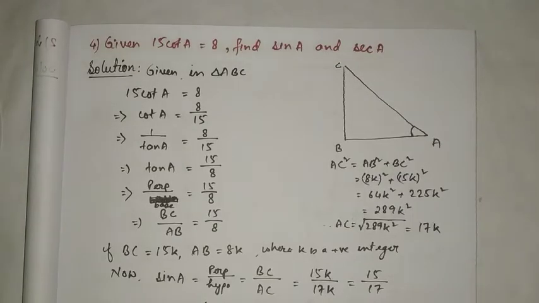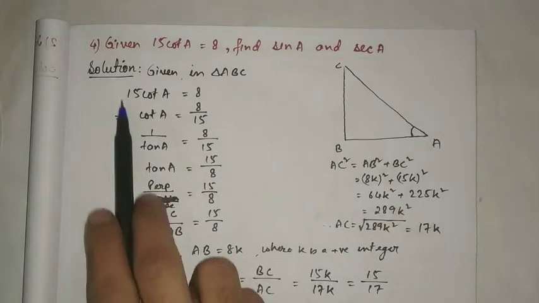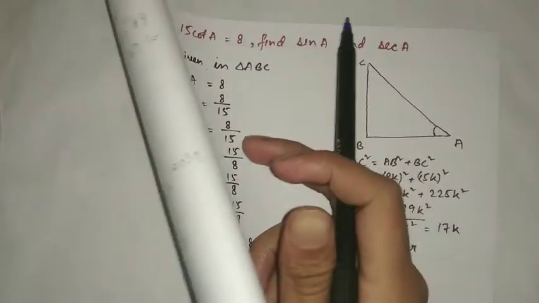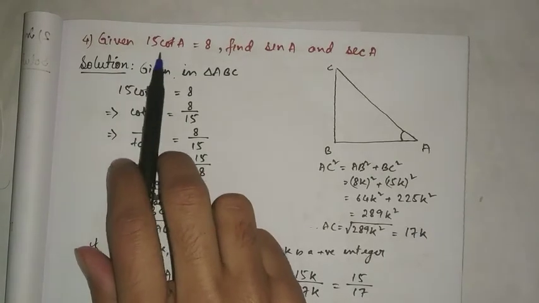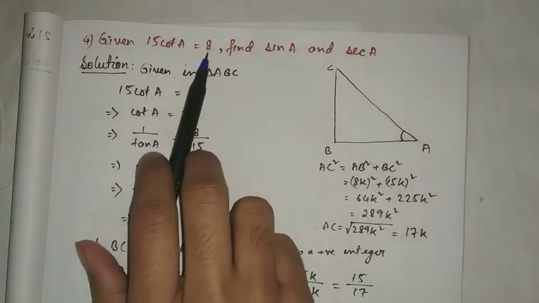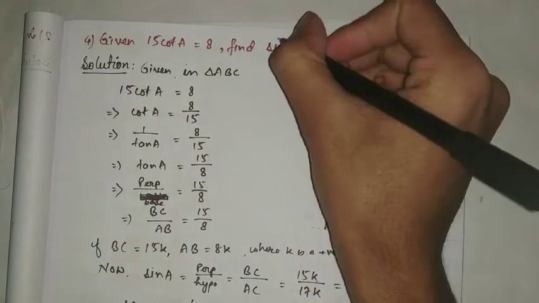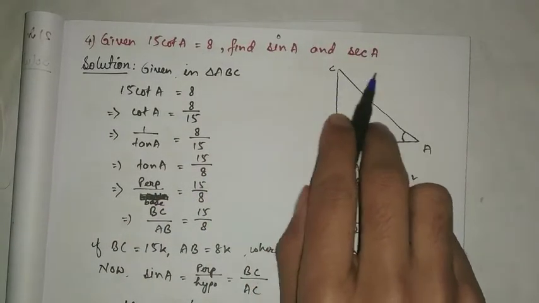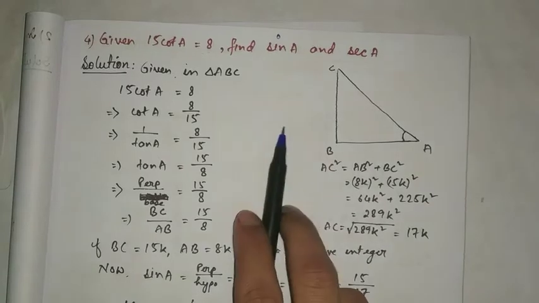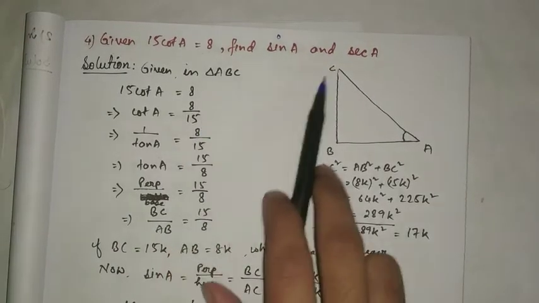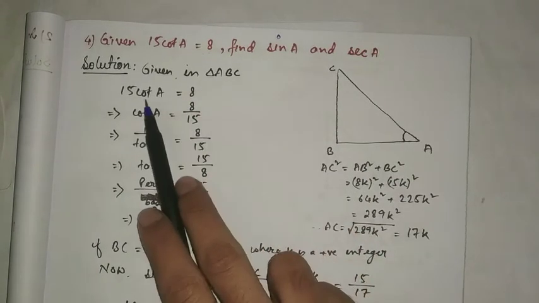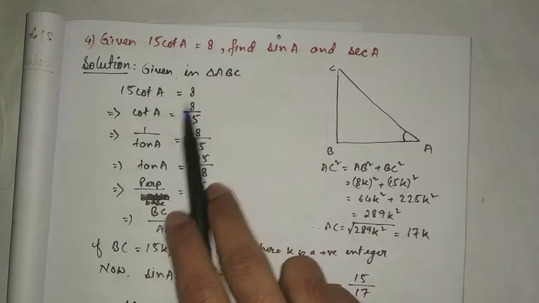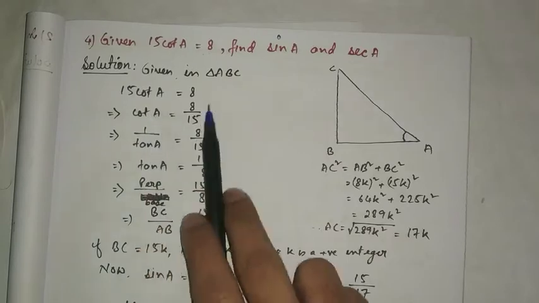Let's then move to the next problem, which is given 15 cot A is equal to 8, and we have to find the values of sine of angle A and sec of angle A, which is very similar to the previous problem. We draw a triangle, put angle A here, and we find that 15 cot A is equal to 8, and we thus get the value of cot A as 8 by 15.